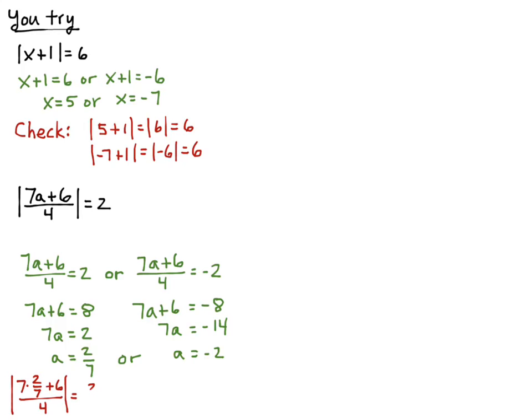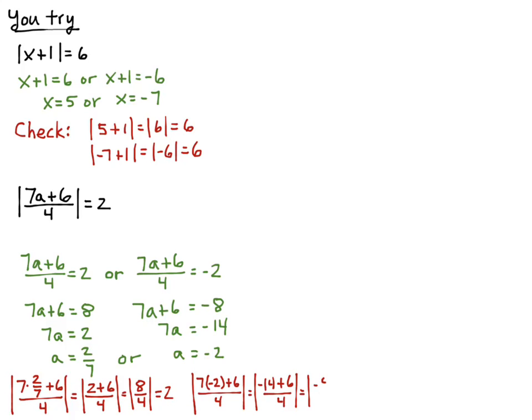And if I check these, and I'll just do it in line, I plug in one of the values, and I get 2, and I plug in the other value, and lo and behold, I get 2 again. In the first one, it's just 7 times 2/7, which is 2, plus 6 over 4, and then you have 8 over 4, which is 2. The second one, 7 times negative 2 gives you negative 14, and then you add 6 and divide by 4, and you get negative 8/4, which is negative 2. The absolute value of that then is 2. So it works, both of them.